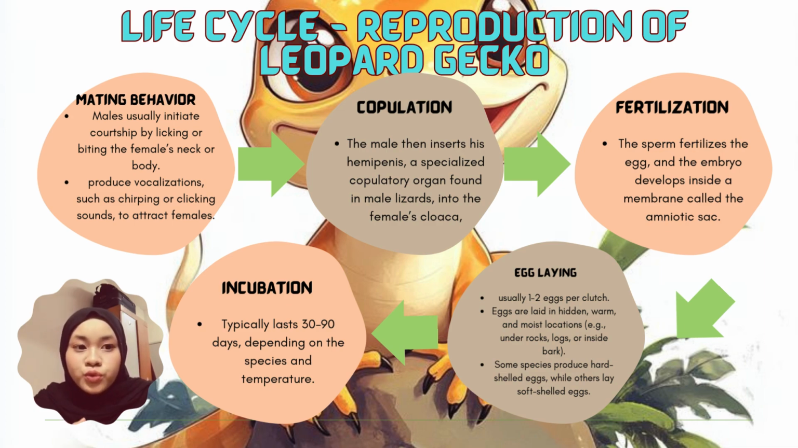Usually one to two eggs per clutch, and usually eggs are laid in hidden, warm, and moist locations such as under the rocks, logs, or inside the bark. Some species produce hard shell eggs, while some species produce eggs that have a soft shell. The last one is incubation. Incubation typically takes from 30 to 90 days depending on the species and the temperature of their surroundings.